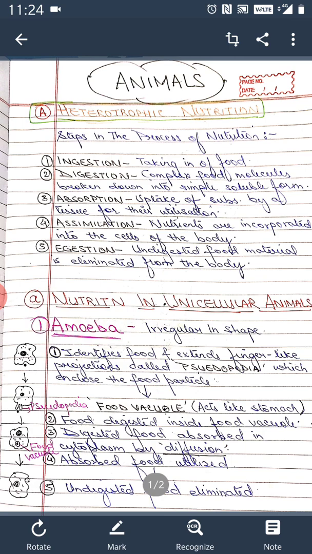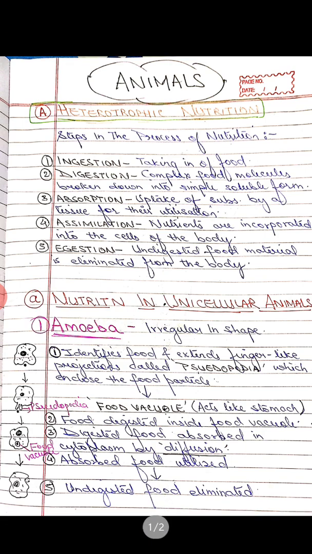After the digestion has taken place, the tissues have to take up those substances, and the absorbed food is taken up by the blood and given to the tissues for their utilization. This step is known as absorption. Then comes assimilation. The nutrients are incorporated into the cells of the body. So this step is assimilation, that is, utilization of that.